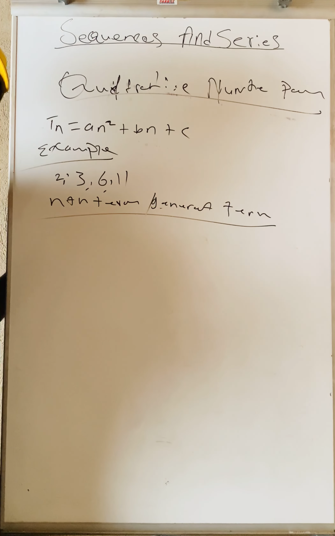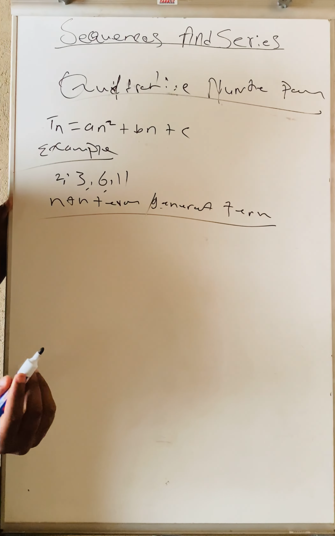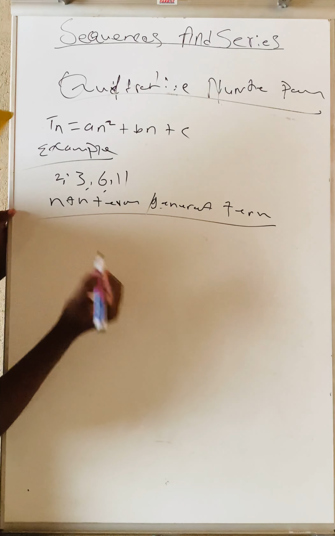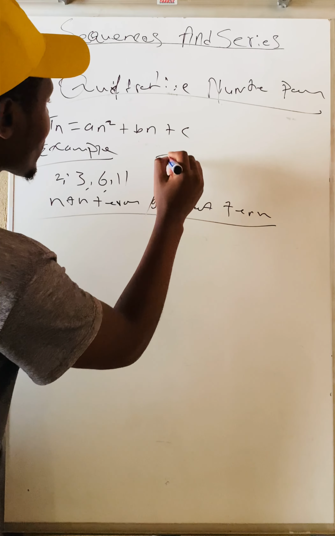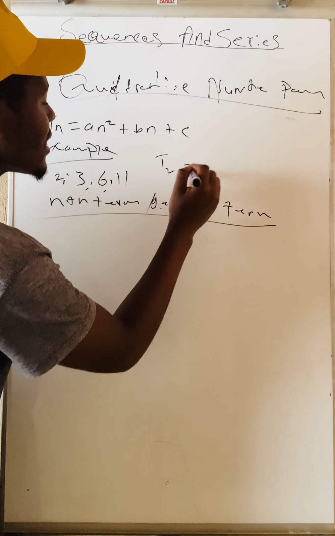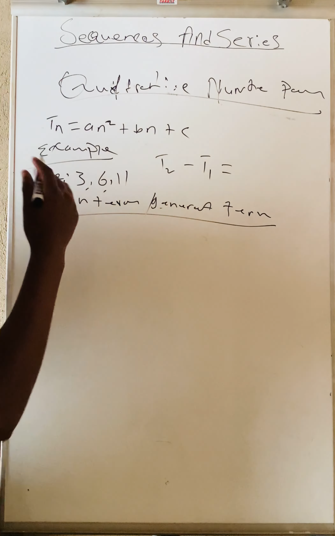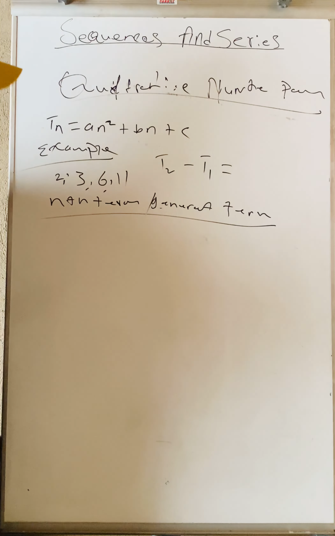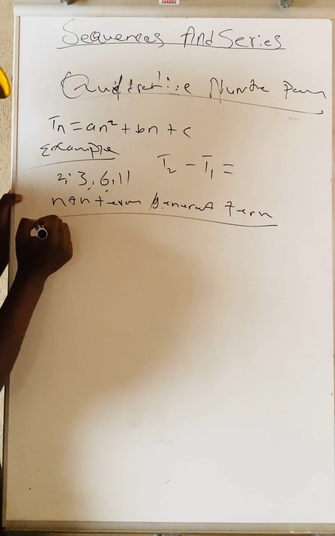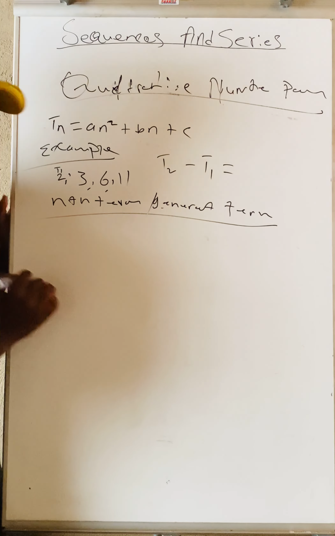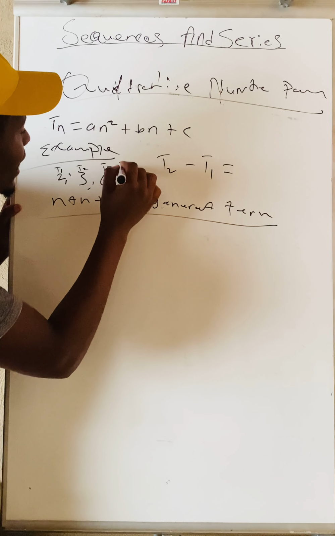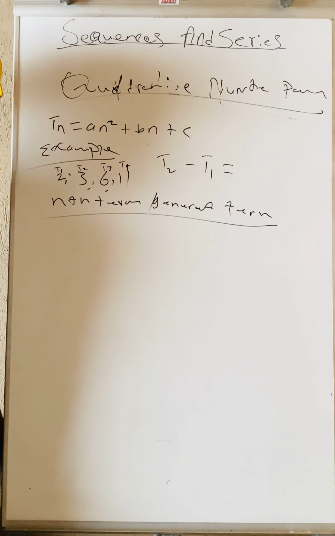First thing, this is quadratic. It means that you're going to have the first difference and the second difference. Remember, they taught you the difference where they say T2 minus T1 is equal to something. We are still doing the same thing, guys. Here, 2 is our T1, 3 is T2, then T3 and T4.